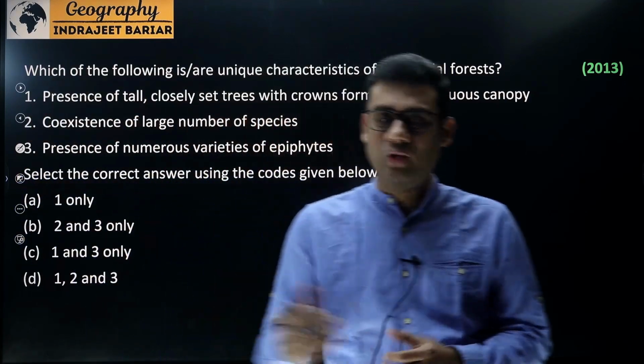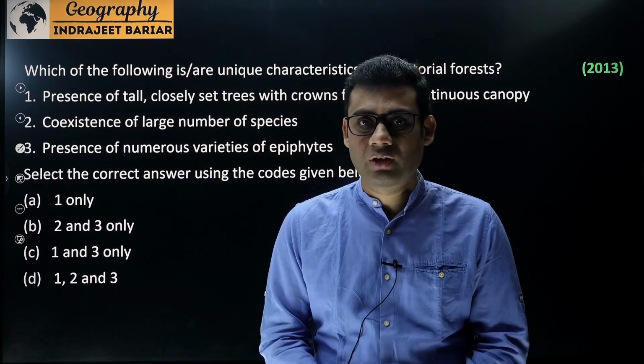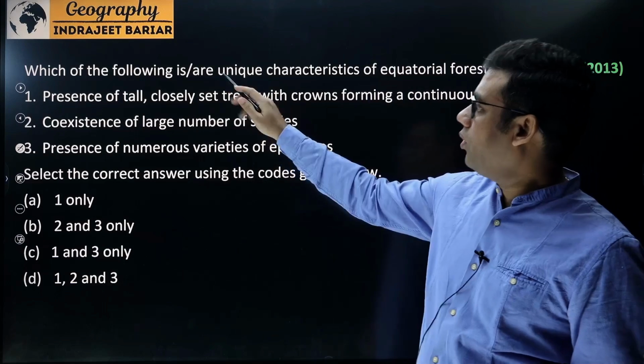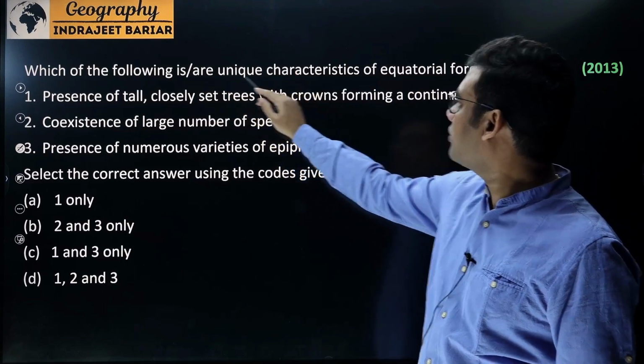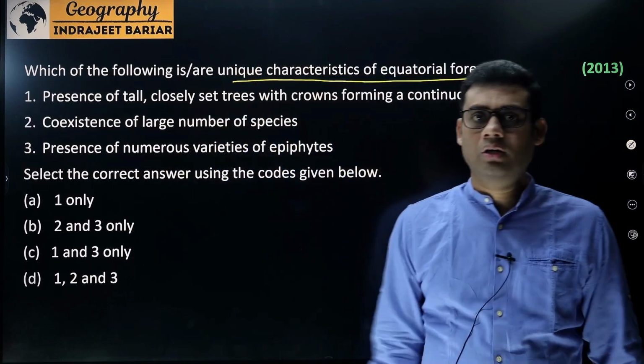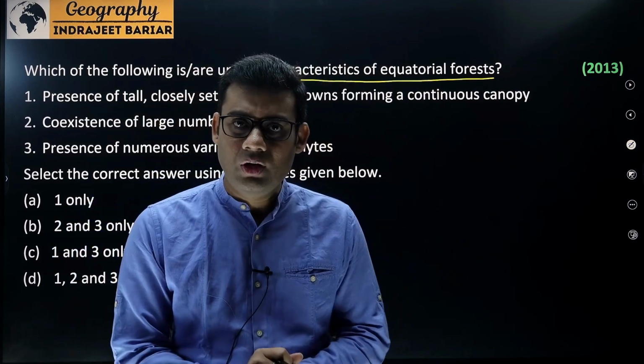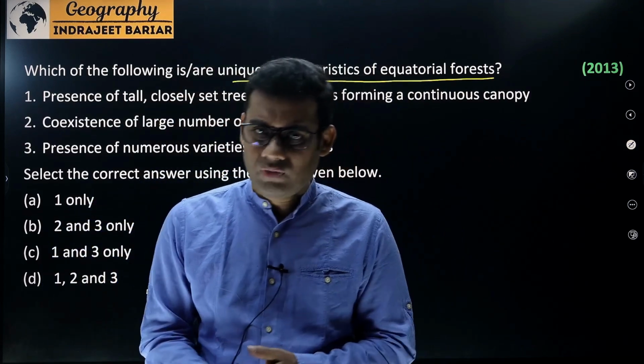2013 prelims question from climatology, subtopic climatic zones. Now, what does the question read? Which of the following are unique characteristics of equatorial forest? So this question is dealing with the vegetation of the equatorial region. So first, let's try to understand about this vegetation.